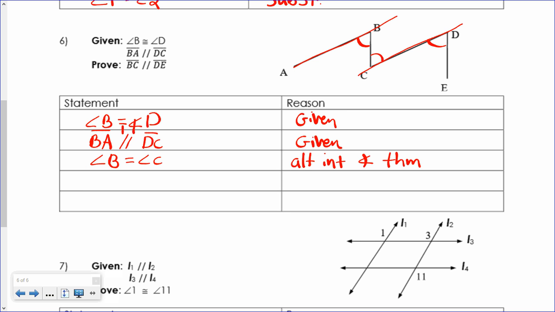Now what? I have B and D are congruent, then I just said that B and C are congruent. C and D. C is congruent to D. The substitution. That's supposed to be a D. This is substitution.